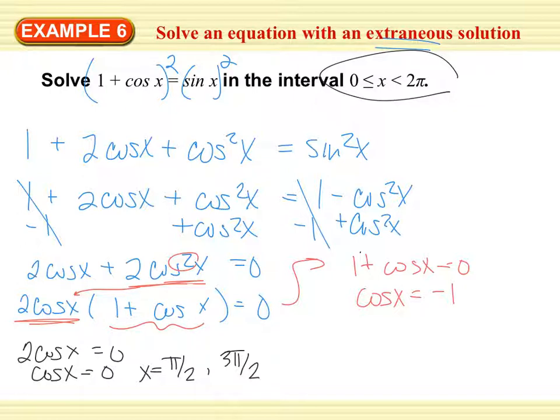Inverse cosine of negative 1 is 180, which is pi. I can't do 2 pi because it's not equal to. So I have these two solutions and this solution, but I really should check them.